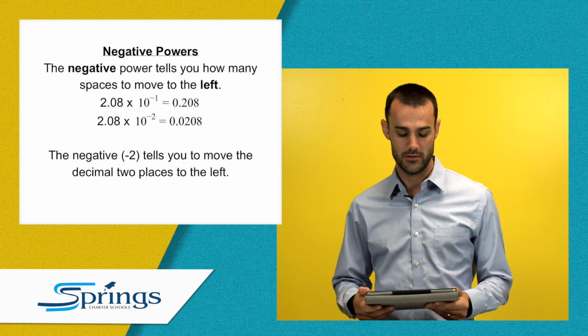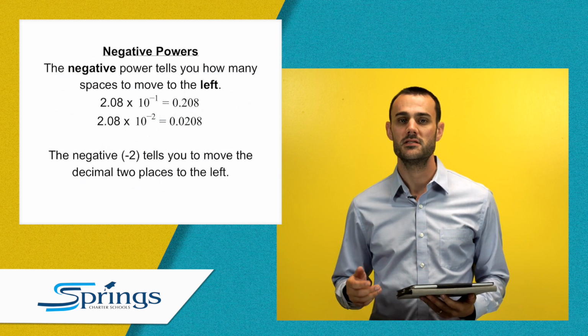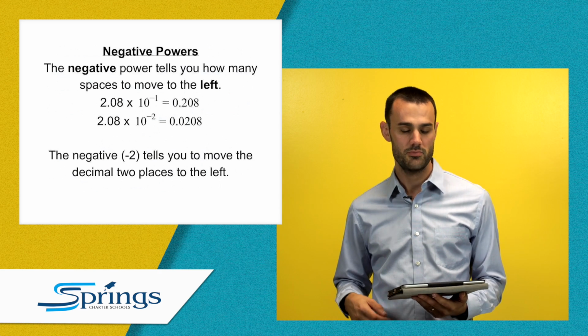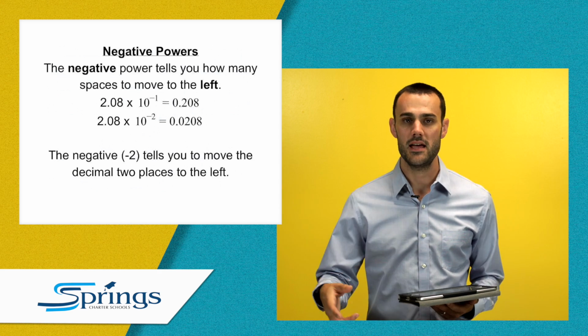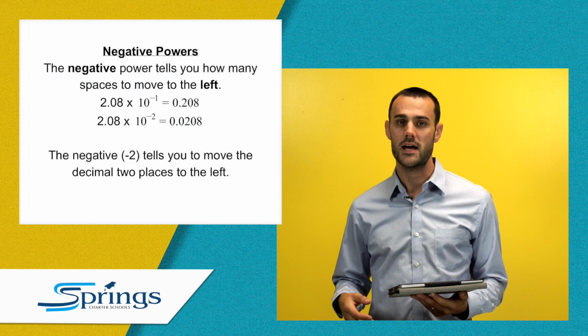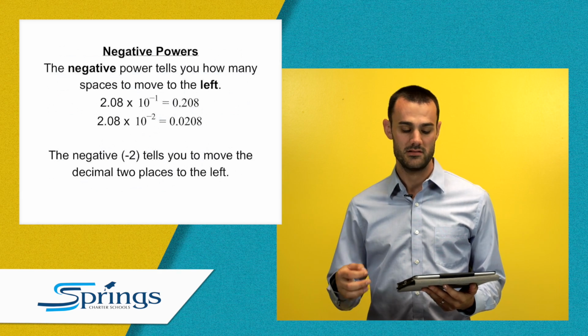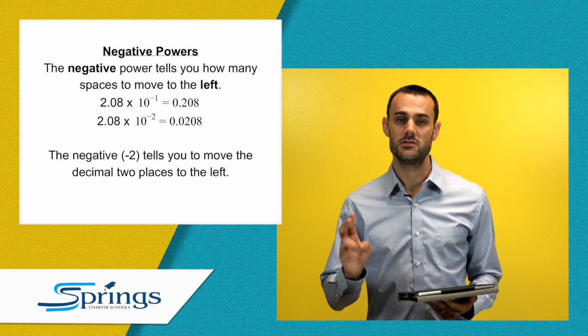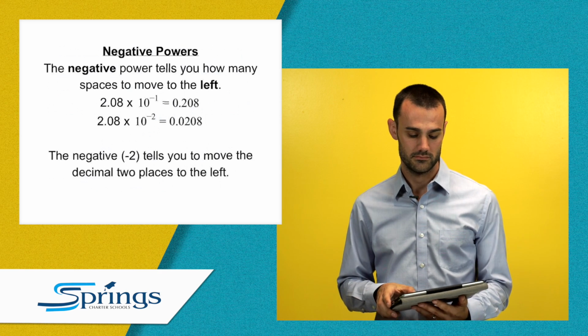Okay, so let's look at this example with instead of the negative 1 as an exponent, we'll use a negative 2 as an exponent. So that negative 2 tells us we need to move to the left not once, but 2 spaces. So 2.08 times 10 to the negative 2 is really actually equal to 0.0208. The negative 2 tells you to move those 2 decimal places to the left.